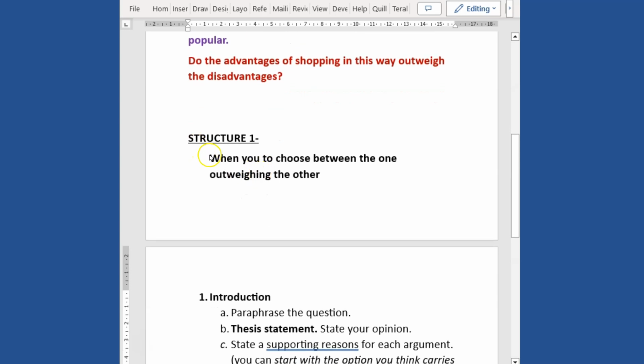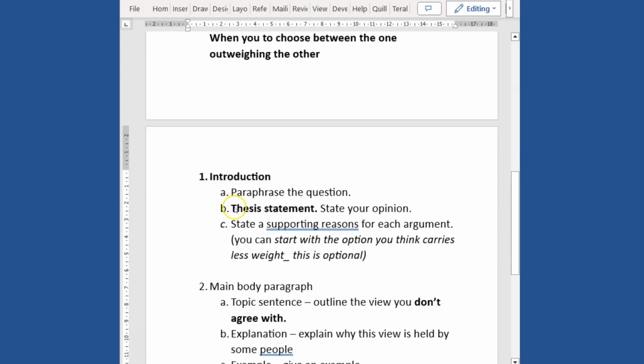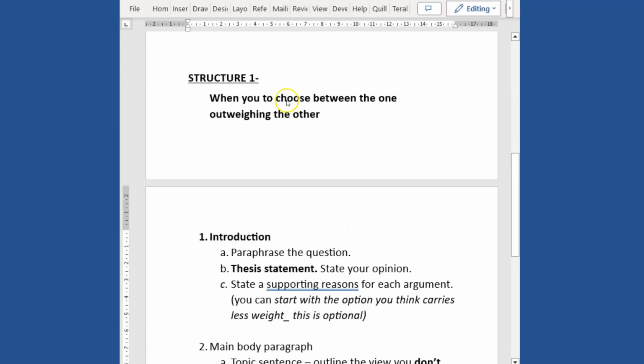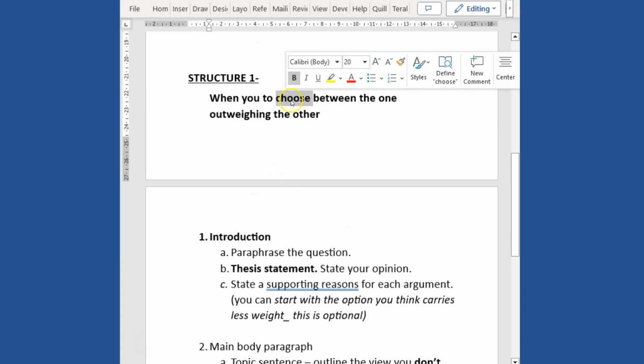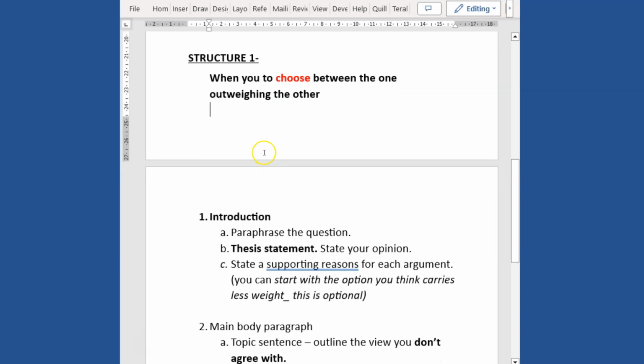First of all, look at the structure. We are going to look at the first structure, which is talking about the one outweighing the other. So when you are supposed to choose between the one outweighing the other, that is the structure we are going to use. How do you go about it? In the introduction, as usual, you have to paraphrase your question, and then you need to write a thesis statement. Why? Because you have been asked to choose. So any question that asks you to choose means that you need to state a thesis statement for that.